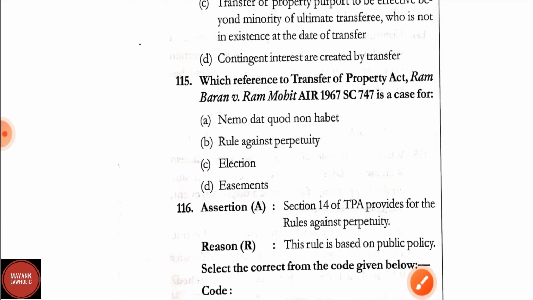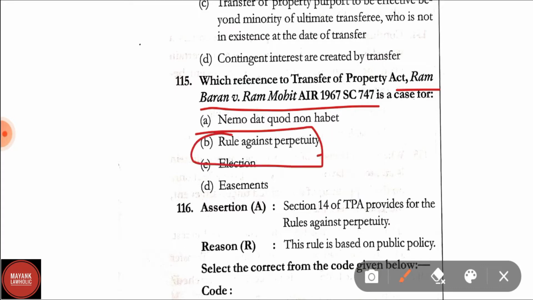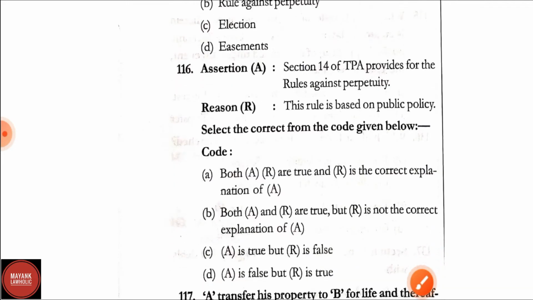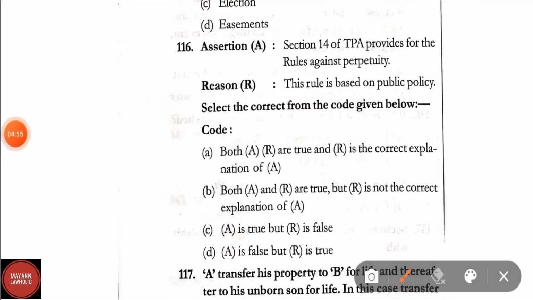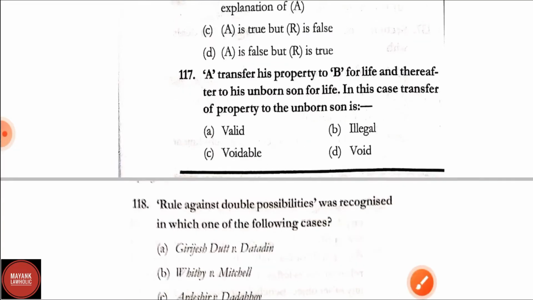Question number 115. With reference to the Transfer of Property Act, Ram Baran versus Ram Mohit AIR 1967 is a case for nemo dat quod non habet, rule against perpetuity, elections, easements. Correct answer is option B, that is rule against perpetuity. Question number 116. Section 14 of Transfer of Property Act provides for the rule against perpetuity. Reason: this rule is based on public policy. Here both A and R are true and R is the correct explanation of A, so option A will be the right answer. Question number 117.